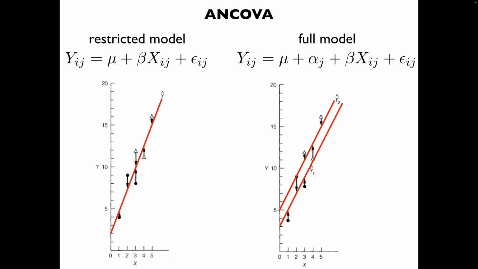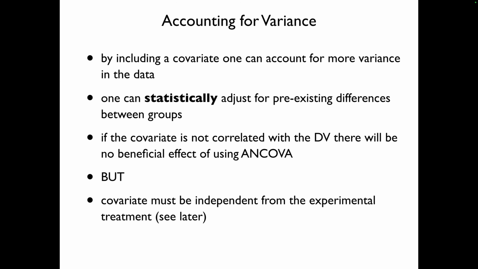In plain ANOVA, the question was, do we need one mean for all groups, or does each group get its own mean? Now the question isn't about the mean. Now the question is about the intercept. Do we get one intercept across all groups, or does each group get its own line with its own intercept? So, by including the covariate, you can account for more variability in the data. Those error terms get smaller when you allow those lines to have a slope.